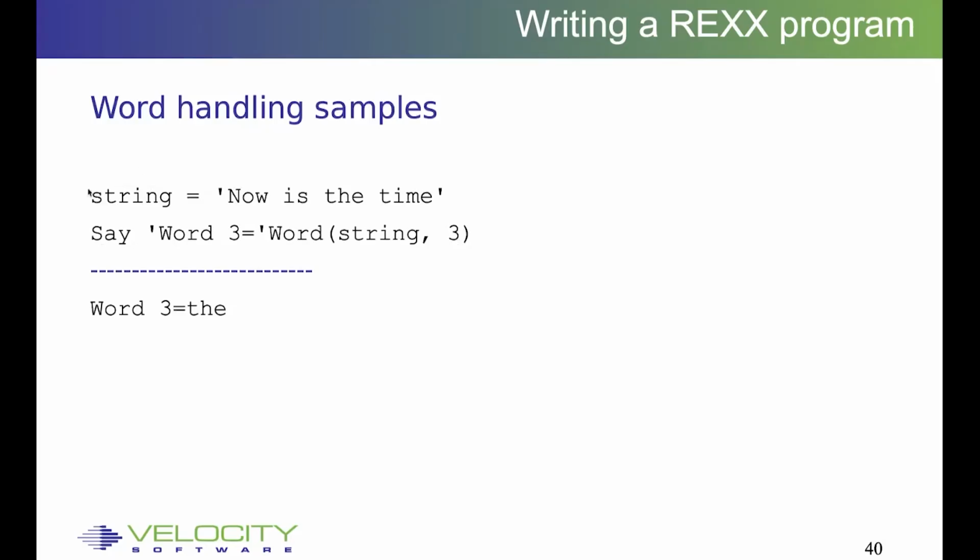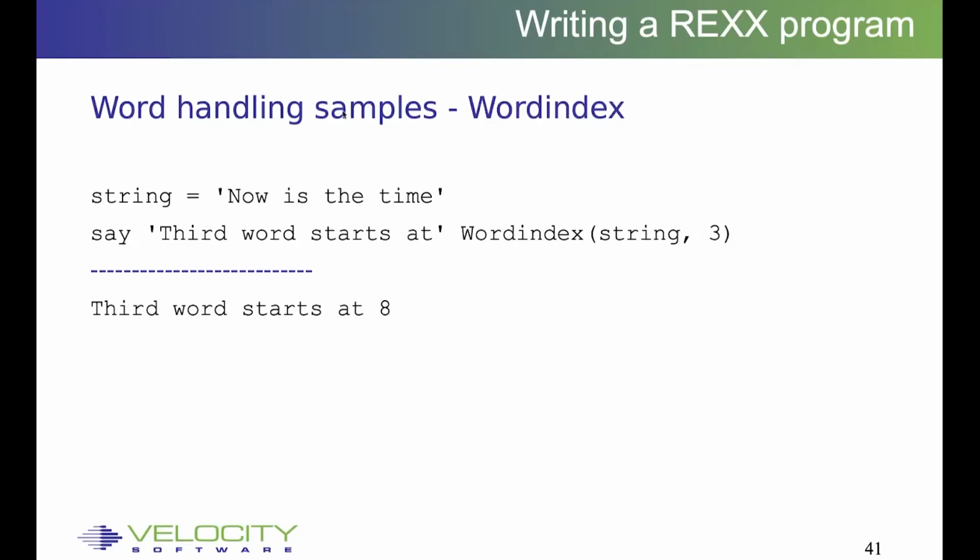Some examples. We have a string, now is the time, and if we just specify that we want the 3rd word in the string, it is going to return the, since the is the 3rd word in the string. Word index returns the character position in the string of the word that you're looking for. So in this case, I want the word index of the 3rd word in the string, and the 3rd word is the, and it is at position 8 in the string.